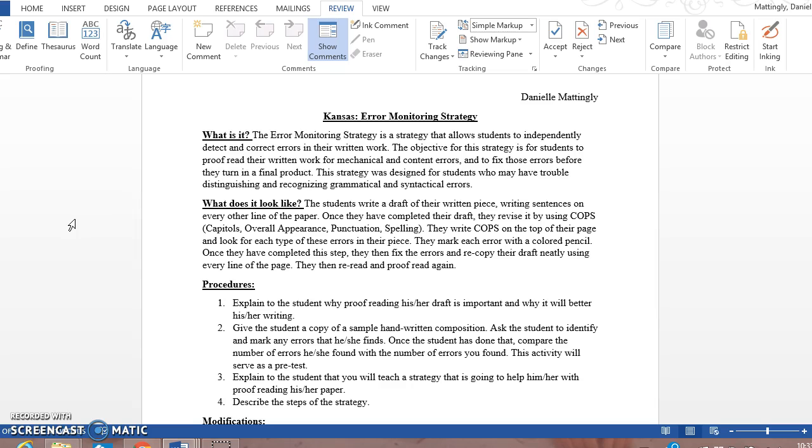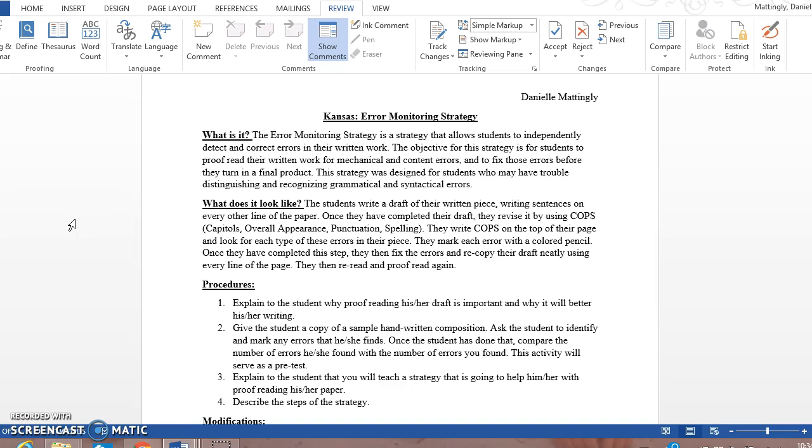So basically what it is, it's an error monitoring strategy that allows students to independently detect and correct errors in their written work. The overall objective for this strategy is for students to proofread their written work for mechanical and content errors and to fix those errors before they turn in a final product. So essentially they're revising it, but it breaks down the steps so that it's easier for them to revise their draft. What does it look like?